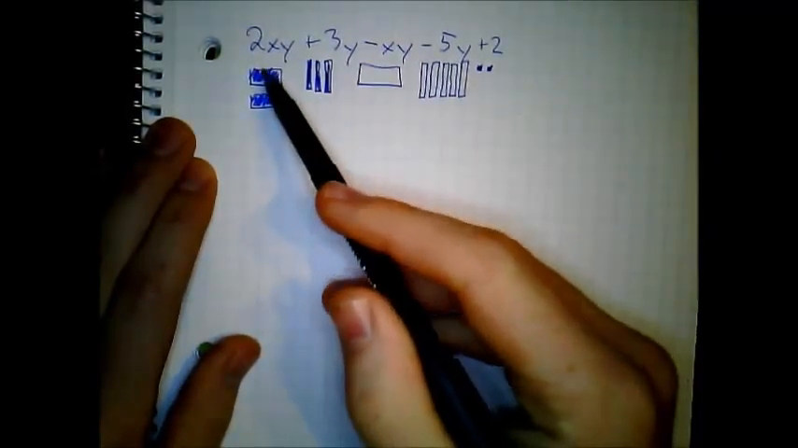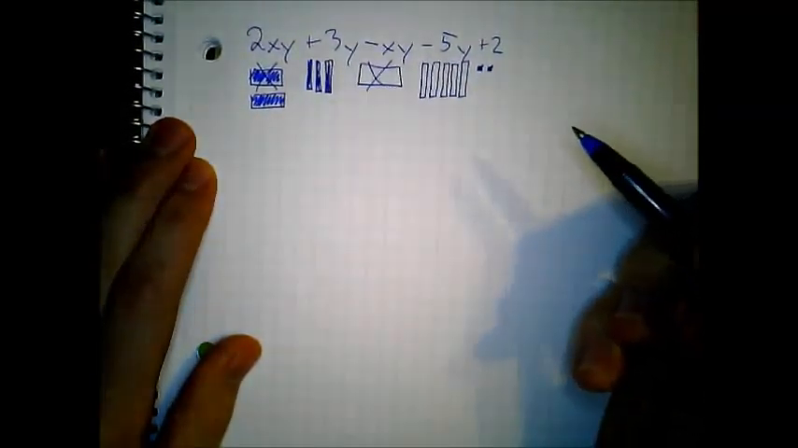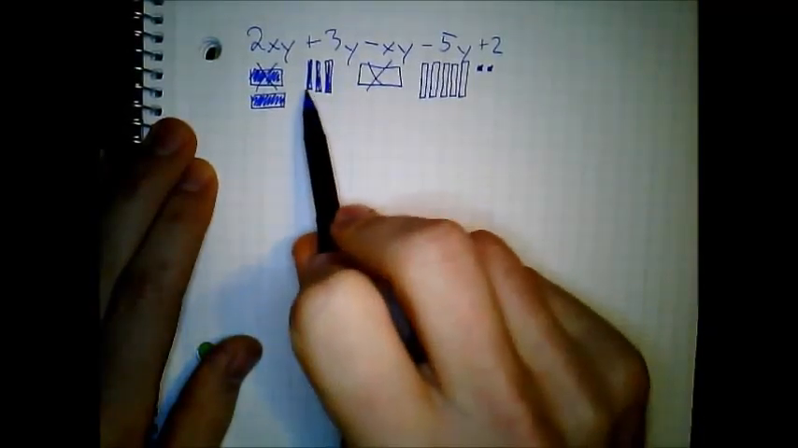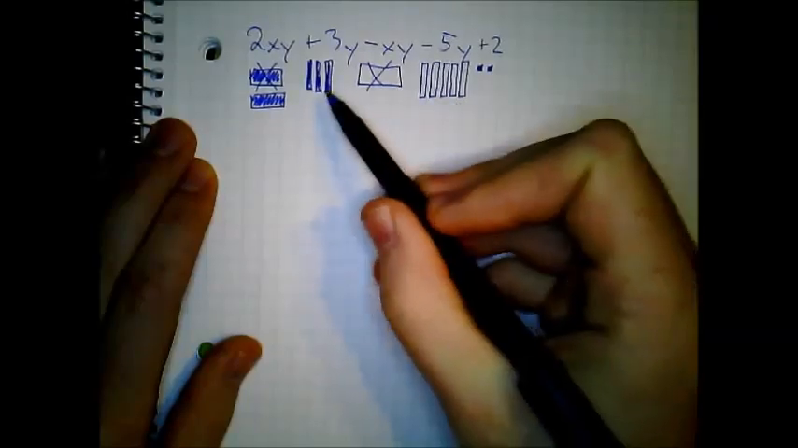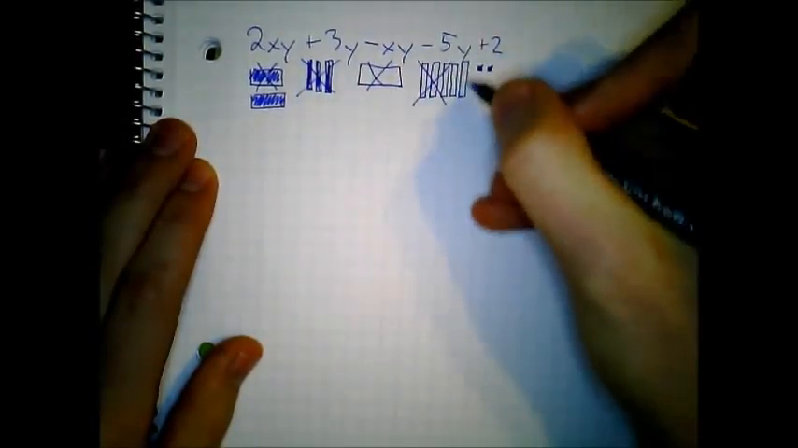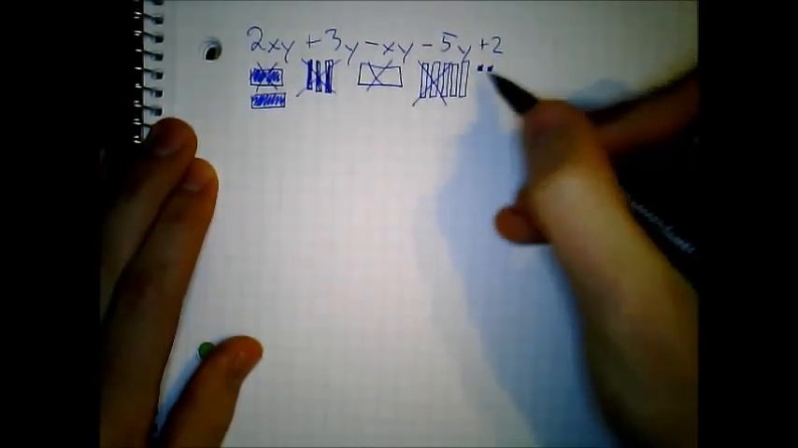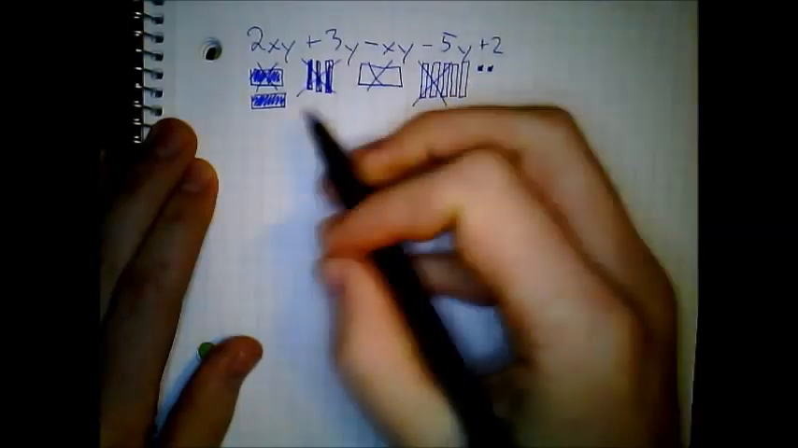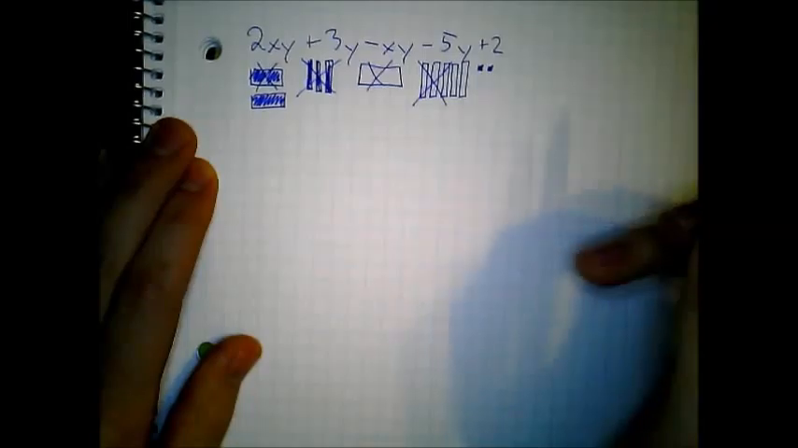So we have a positive xy and a negative xy. So one of these are going to cancel out. And we're still left with one left over. Now let's look. We have a positive 3y and a negative 5y. So 3 of these negatives are going to cancel out with 3 of these positives, leaving us with 2 negatives left over. Now this positive 2 doesn't cancel out with anything. There's no other units to combine it with. There's no other units to cancel it out with. So we just leave that alone.